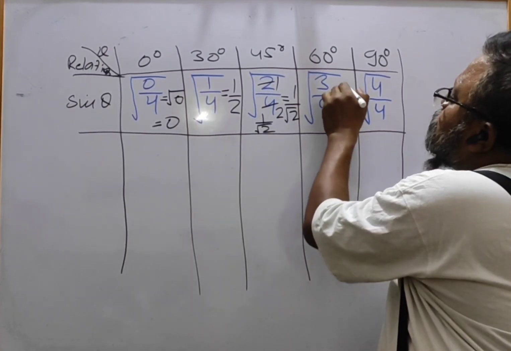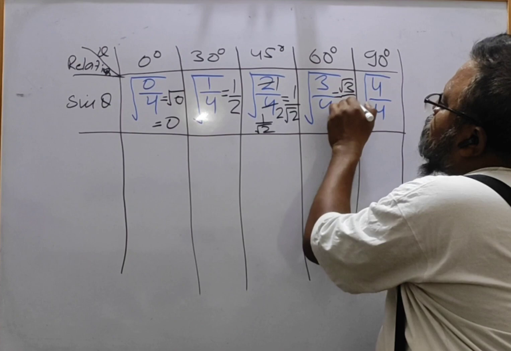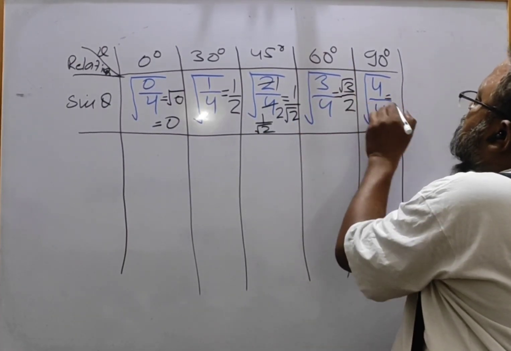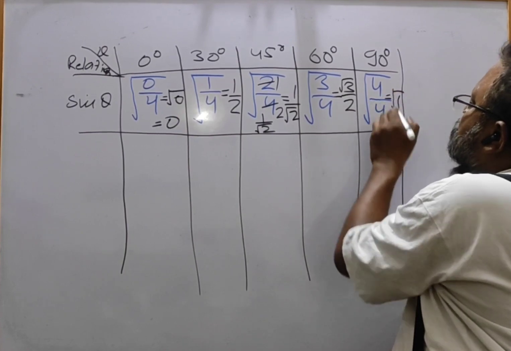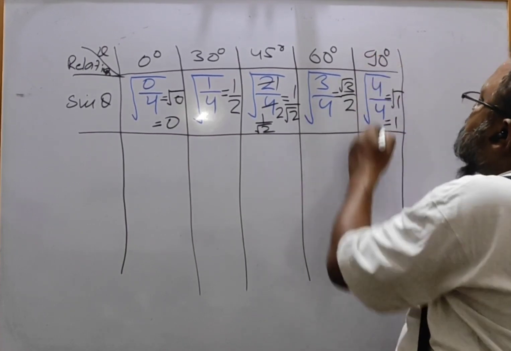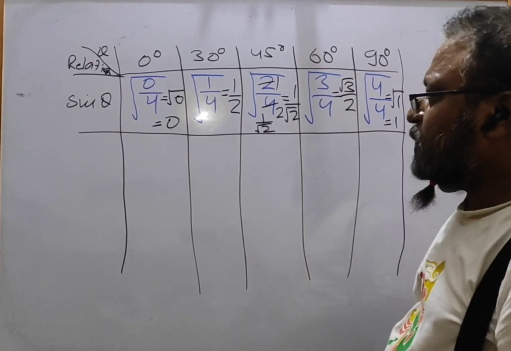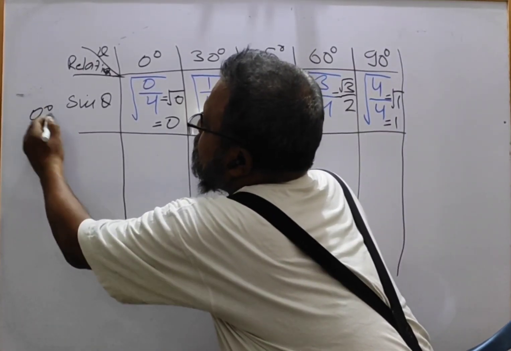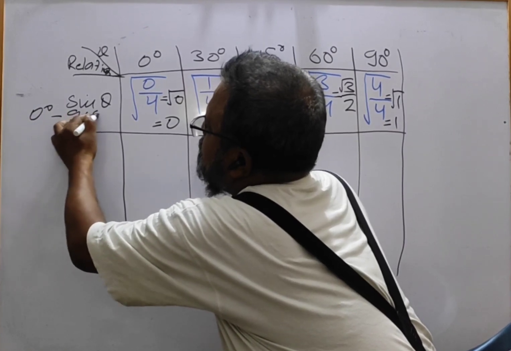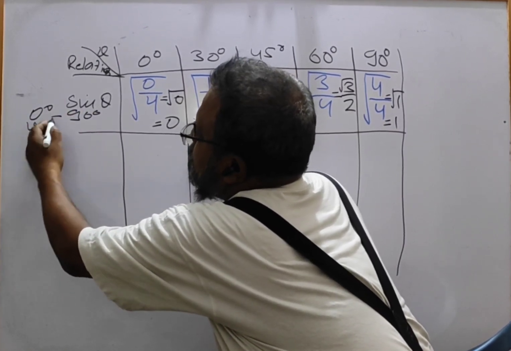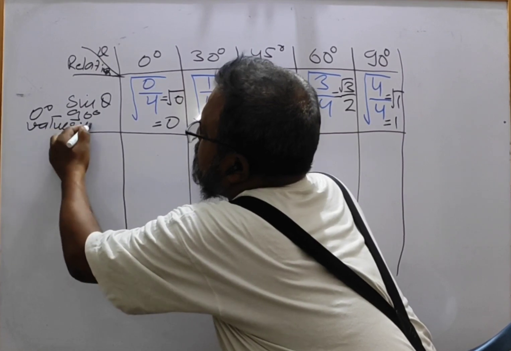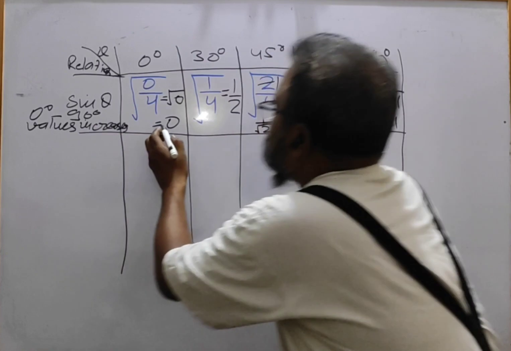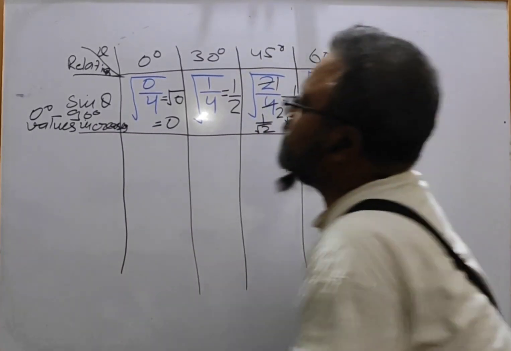This is root 3 upon 2. This is sine 60 degree. And then we have root 1. Root 1 is equal to 1. Sine 90 is 1. So from 0 to 90 degree, the values increase. Matlab 0 to 1, it is increasing. It is an increasing order.